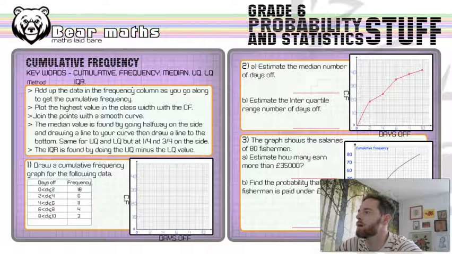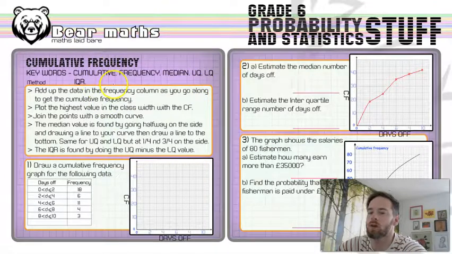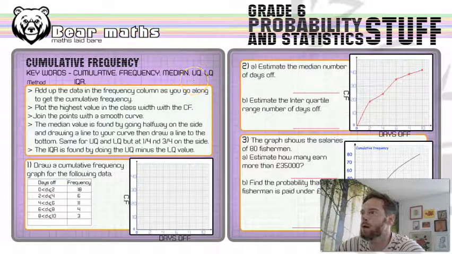The keywords I've got for you are cumulative, frequency, median, upper quartile, lower quartile, and interquartile range. That's what UQ, LQ, and IQR stand for. So cumulative is adding up as you go along. Frequency is how much of something there is. The median is the middle value of an ordered list of numbers. The upper quartile is 3/4 of the way through that list of numbers or set of data. Lower quartile is 1/4 of the way through, and the interquartile range is the difference between the upper and lower quartiles.